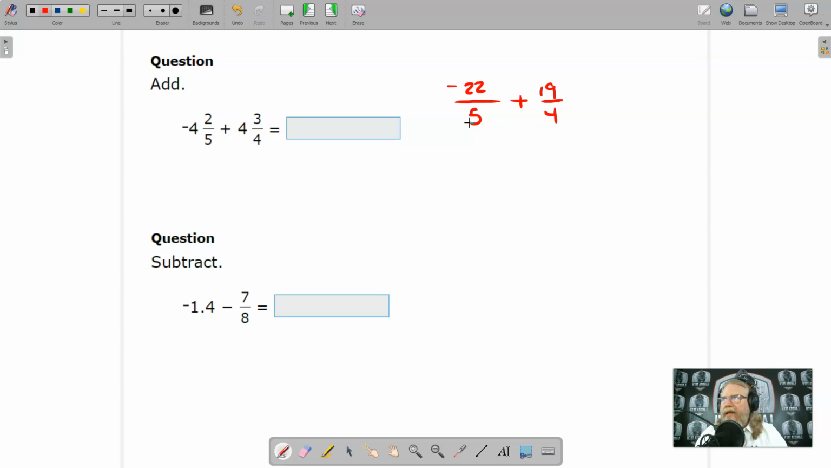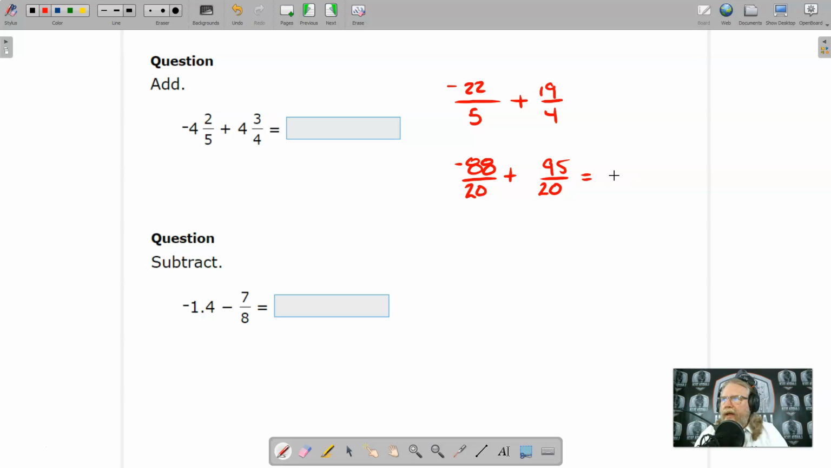Now, the least common multiple of 5 and 4 is going to be 20. So 20 and 20. I multiplied 5 times 4 to get to 20, so I need to multiply 22 times 4, which should be, what, 88? And remember, it's negative. Now, 4 was multiplied times 5, so 19 times 5 should be 95, I believe.